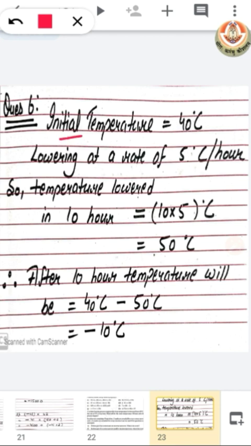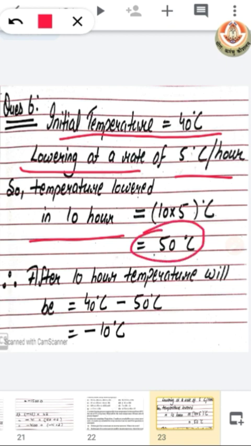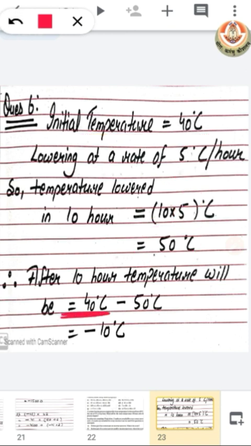We know that initially the temperature is 40 degrees Celsius and it's lowering at a rate of 5 degrees Celsius per hour. So if it reduces 5 degrees Celsius every hour, then in 10 hours it will reduce by 50 degrees Celsius. Now if initially it is 40 degrees Celsius, we have to subtract 50 from 40, and we get minus 10. That means after 10 hours the temperature of the room will be minus 10 degrees Celsius.